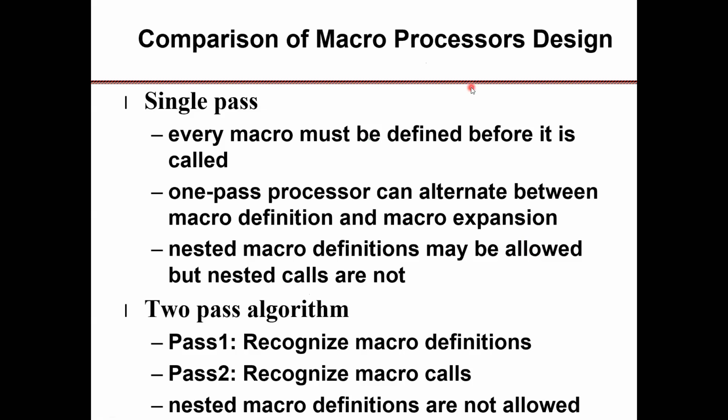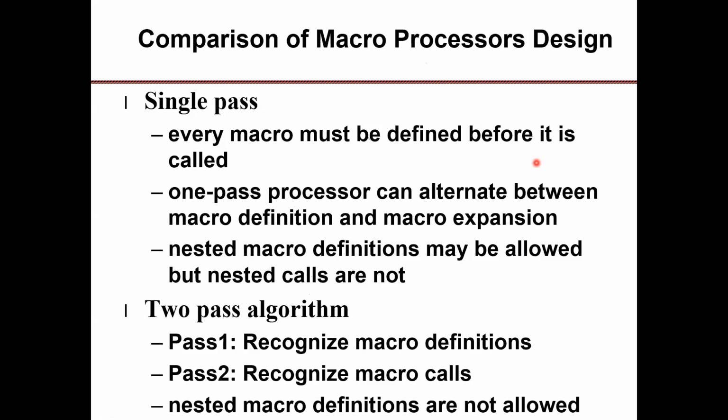Okay, so now let's look at what would happen if we did this as a two-pass algorithm. The first thing we want to do is summarize what we know about the single pass, and then we'll do a compare and contrast and see how we would do that. So in a single pass macro, every macro must be defined before it's called. We saw that. A one-pass processor can alternate between doing define and expand, right?